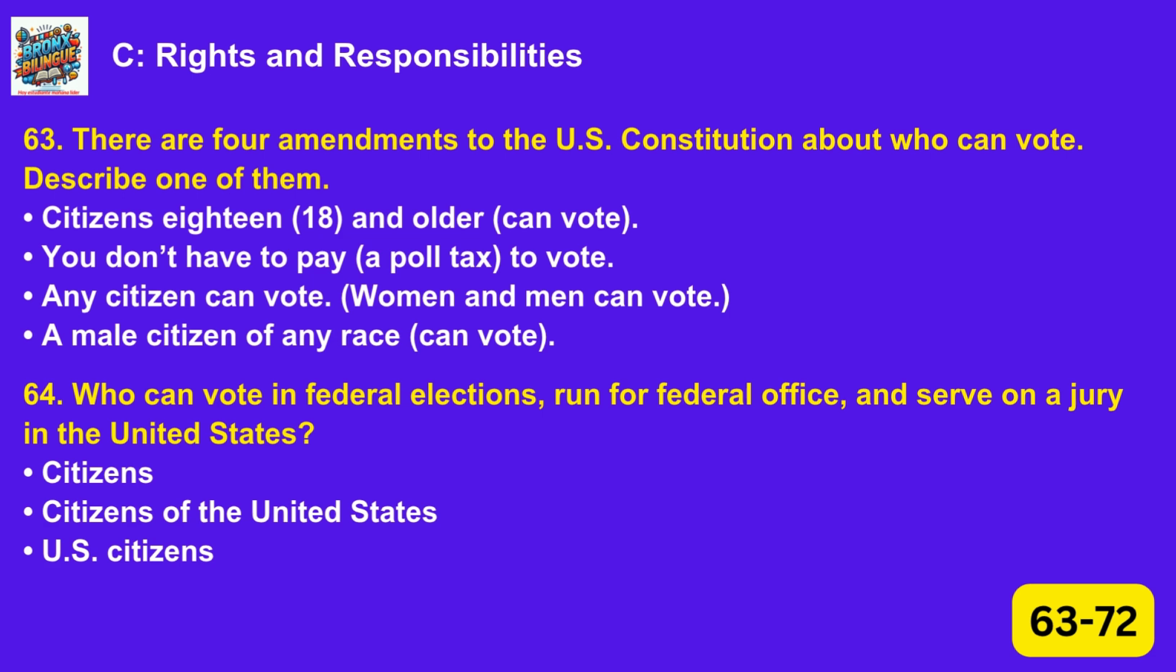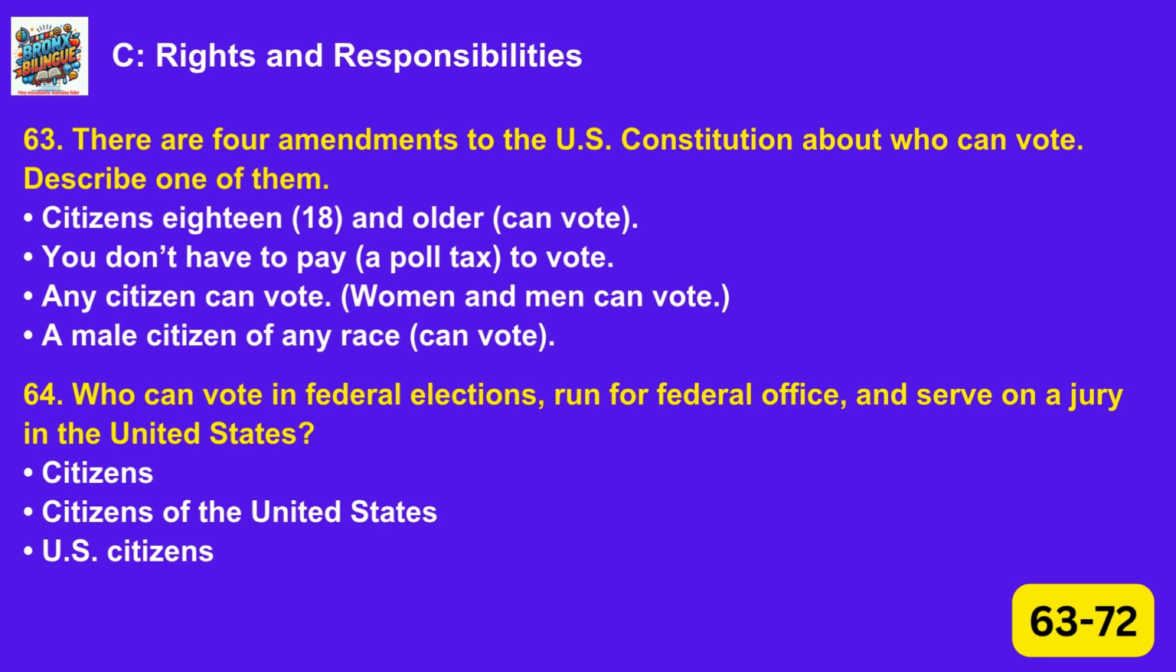C. Rights and responsibilities. 63. There are 4 amendments to the U.S. Constitution about who can vote. Describe one of them. Citizens 18 and older. You don't have to pay to vote. Any citizen can vote. A male citizen of any race.